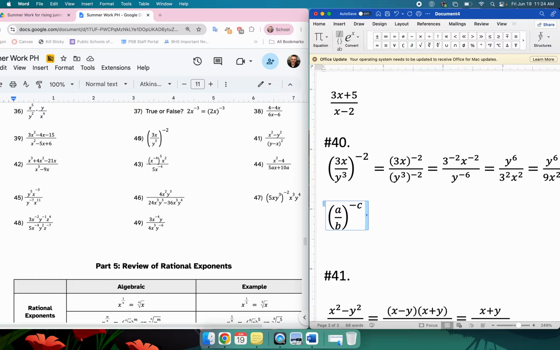But if you have a fraction raised to a negative power, that's actually the same thing as flipping the fraction upside down and changing the exponent to positive. That's really useful to know. The proof of that is pretty simple.